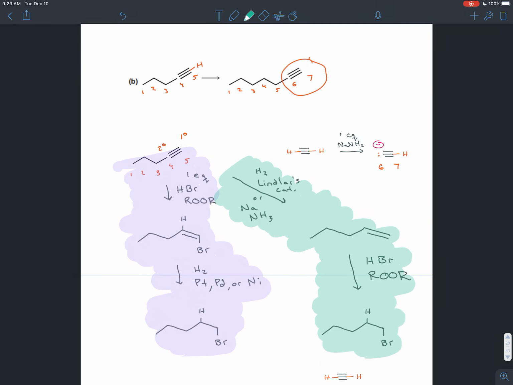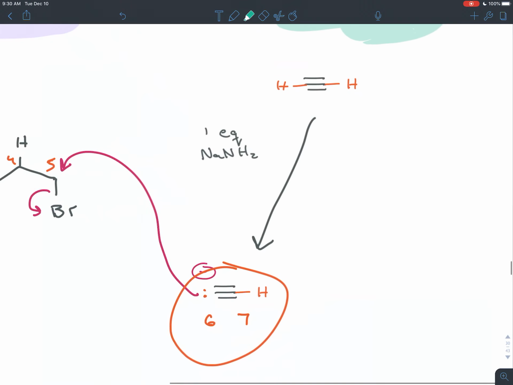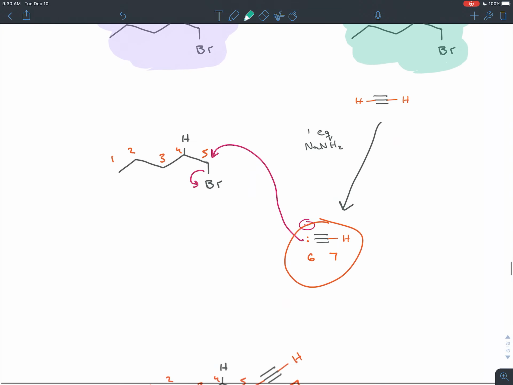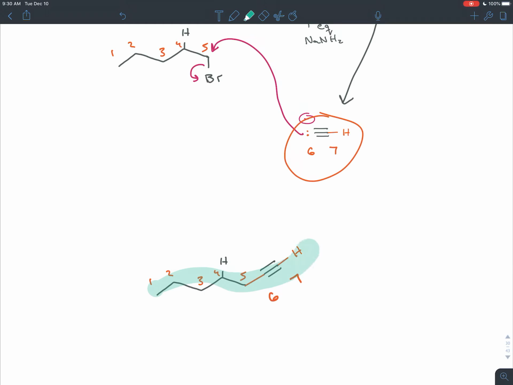We just had to add these last 2 to create those. We just take ethyne, use one equivalent of sodium amide to turn it into a nucleophile. Then we can react that with the molecule we had. You get the SN2 reaction, and that's your product.